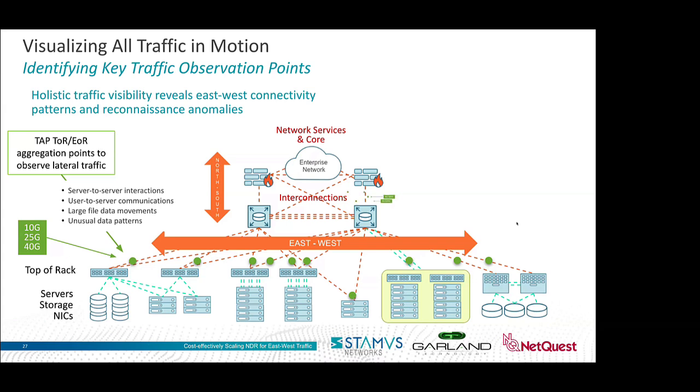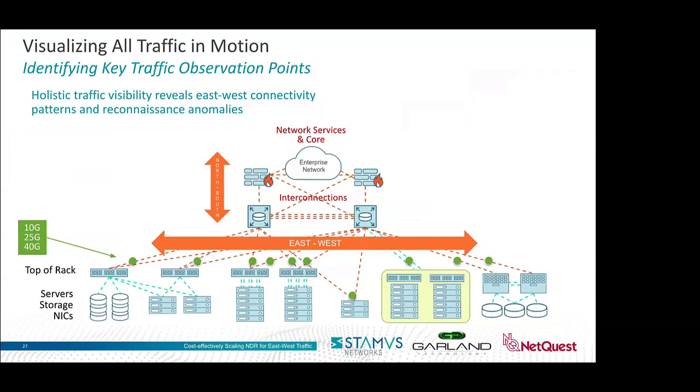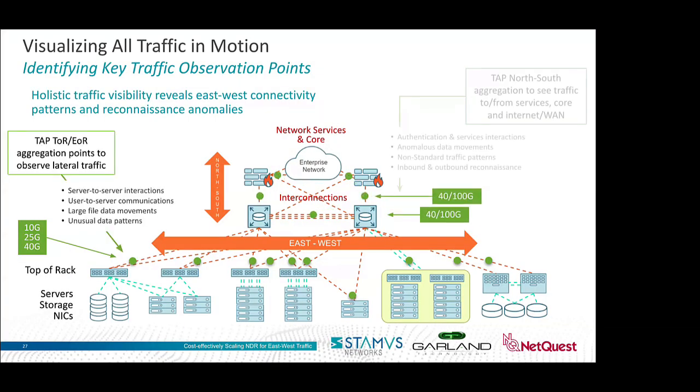And we'll go a little bit deeper into that. But we're looking at east-west, top of rack, end of rack, aggregation points to see that lateral traffic. Typically going to be 10 gig, 25 gig, 40 gig links. Can you go back, Mark? Then go ahead with the progression.